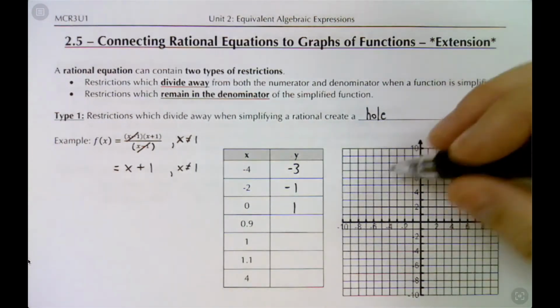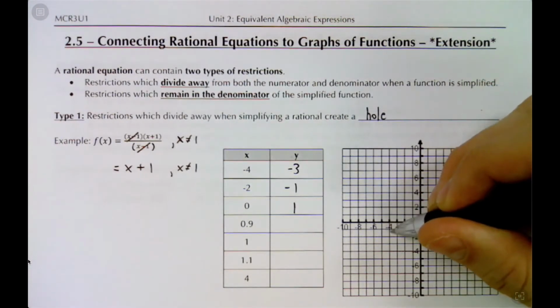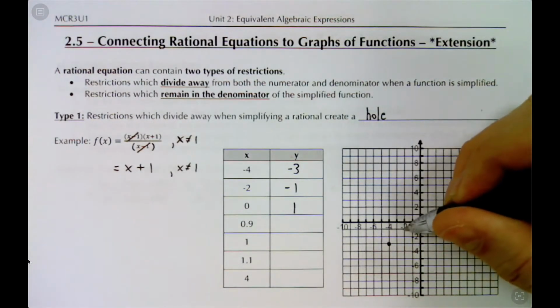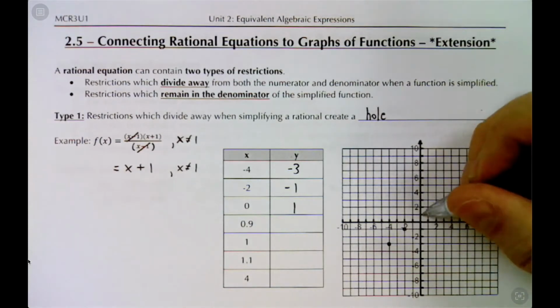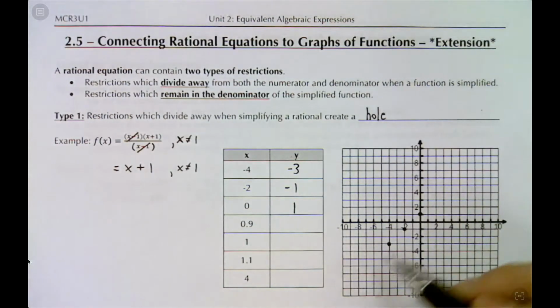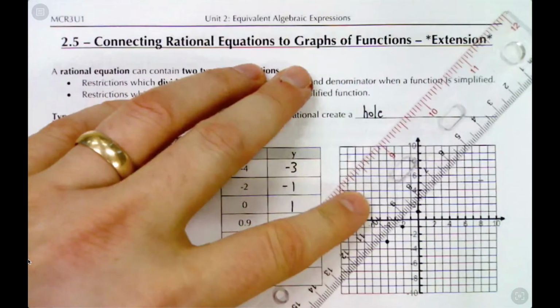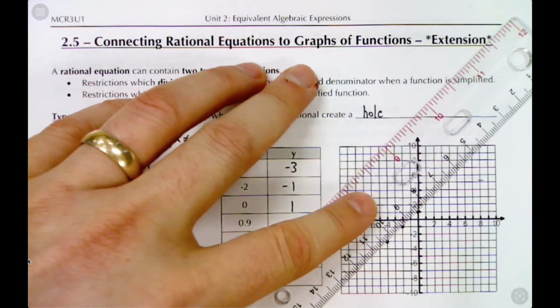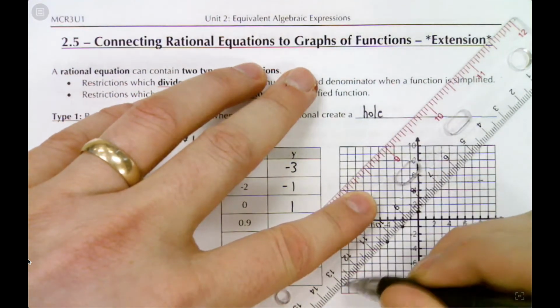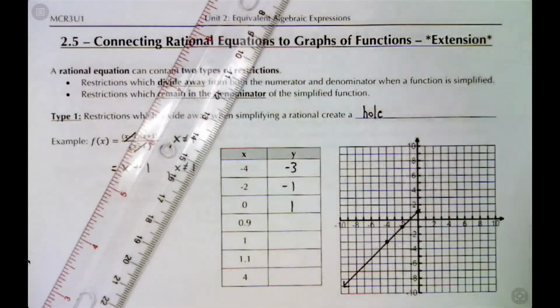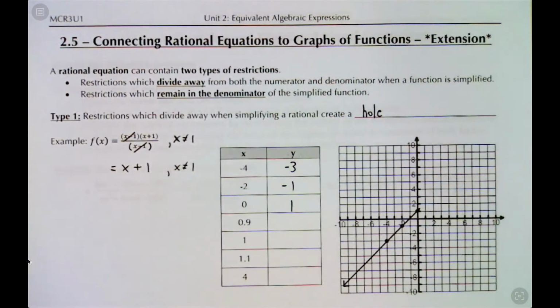If we start plotting these points, -4 gave us -3, so that's this point here. -2 gave us -1, so that would be this point. 0 gave us 1. And as you can see, we are following a line. If we plugged in -6, we would have gotten -5. So on this side of the graph, I'm just going to connect it and have a line. And since the equation is x plus 1, we'd expect this to continue as a line.